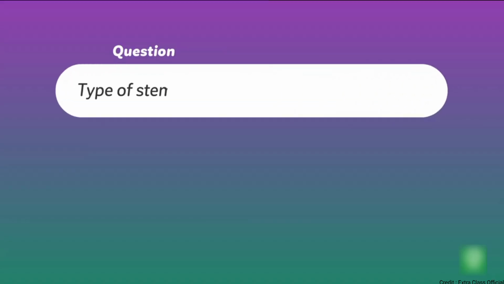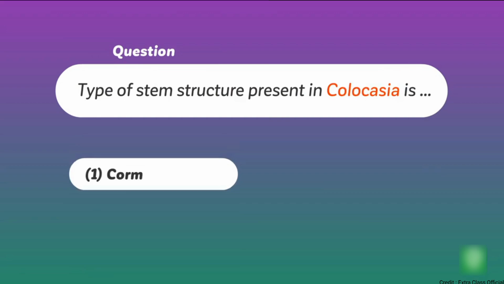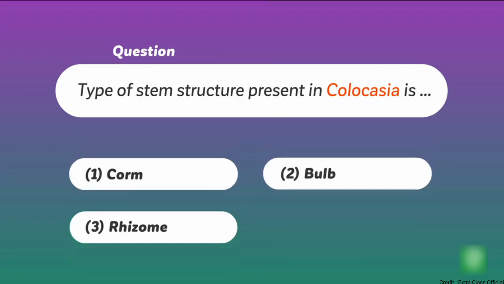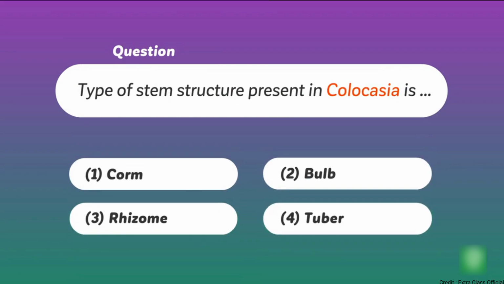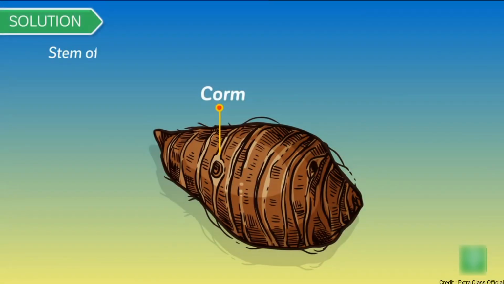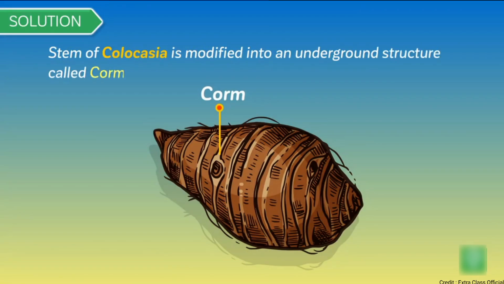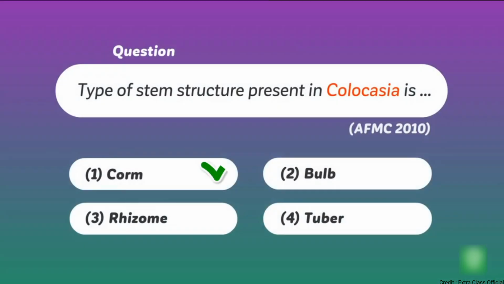Question: type of stem structure present in Colocasia is: Number 1. Corm. Number 2. Bulb. Number 3. Rhizome. Number 4. Tuber. This question was asked in AFMC 2010. Solution: stem of Colocasia is modified into an underground structure called corm. Hence, option 1 is the right answer.